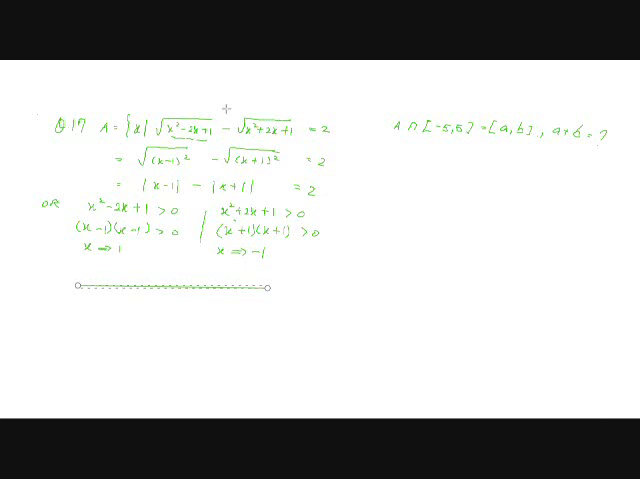Okay. So we will have 3 cases. This is -1 and this is 1. First case, we are going to have x less than -1 from here. In this case, x is going to be between -1 and 1. And from here, x is going to be greater than 1. Three cases between these two points.